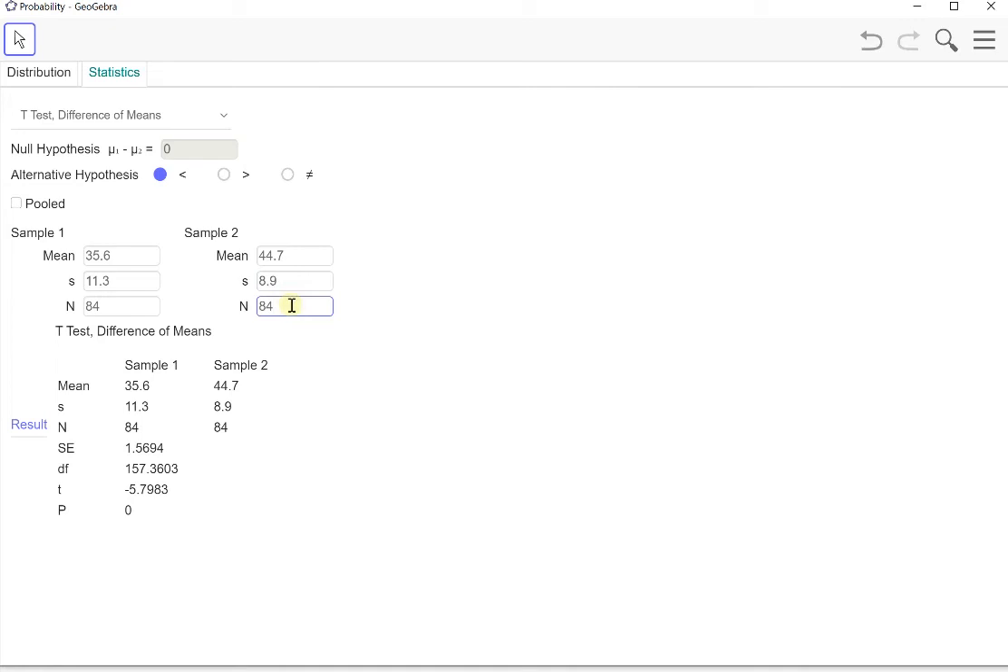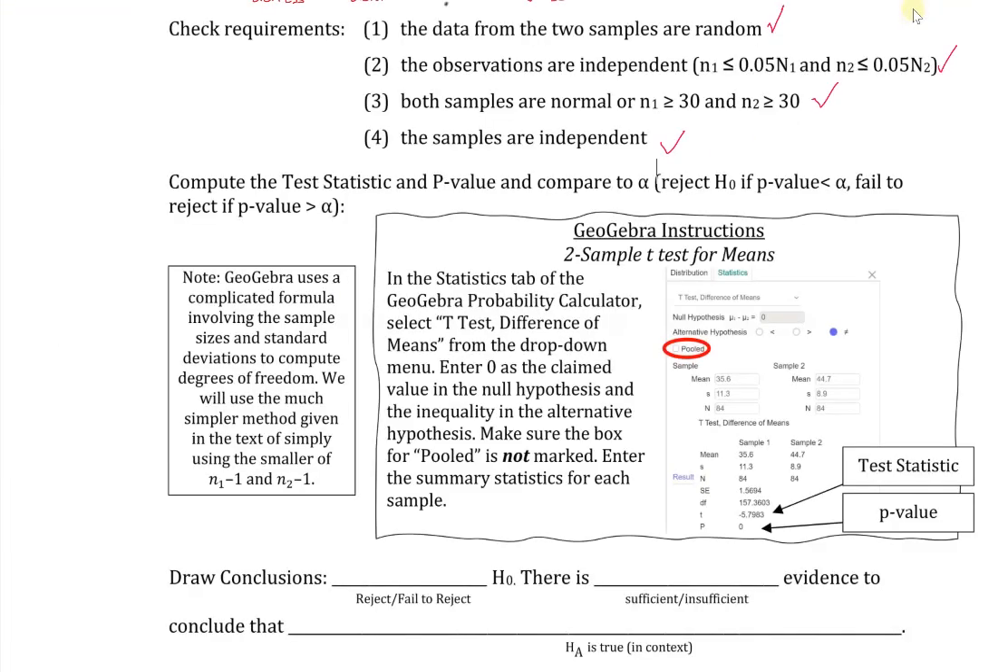Notice that we are given our output. We're given a t-score of negative 5.79, and our p-value is 0. Now this may not be actually 0. It could be just rounded down to 0. But I believe this does confirm the output that we're given in this window.